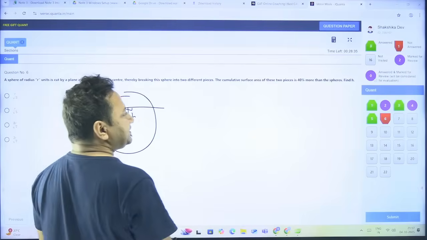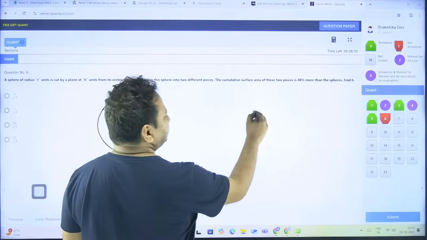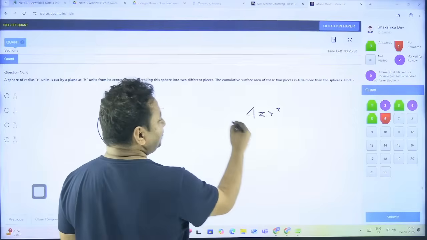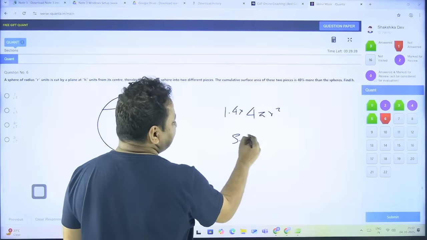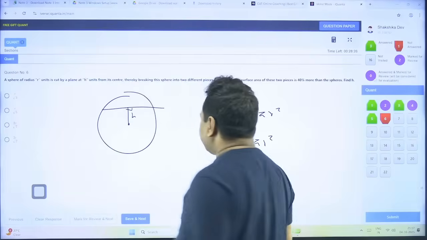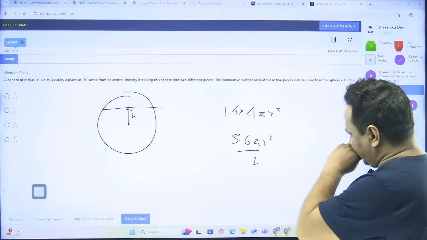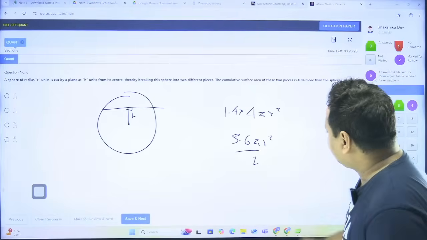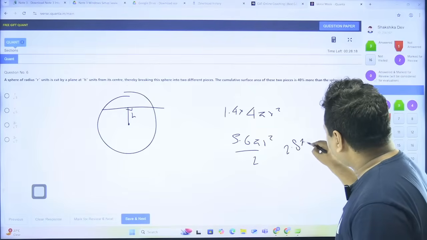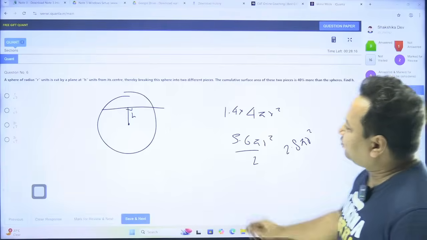So the sphere's area is how much? It is 4 pi r square. 1.4 times that is 5.6 pi r square. Now 5.6 pi r square is the combined area of these two circles. I'll just divide this by 2. So what do I get? 2.8 pi r square is the area of one circle formed here.